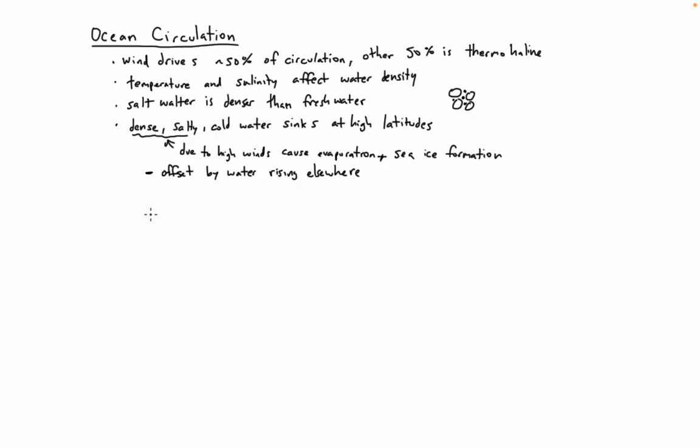And let's draw an illustration. So we're at the equator. Here's the pole, and here's our ocean. So the wind tends to be blowing the water from the warmer areas near the equator towards the pole.